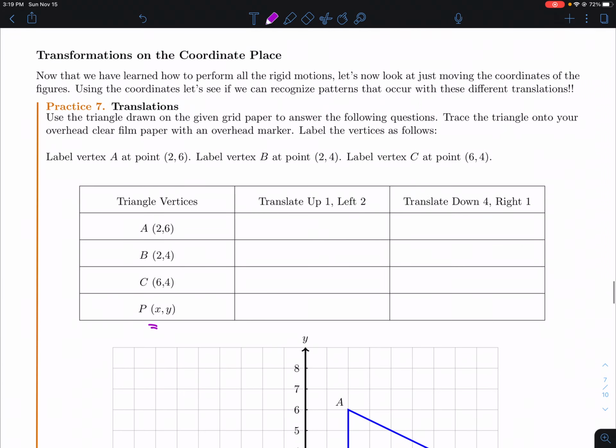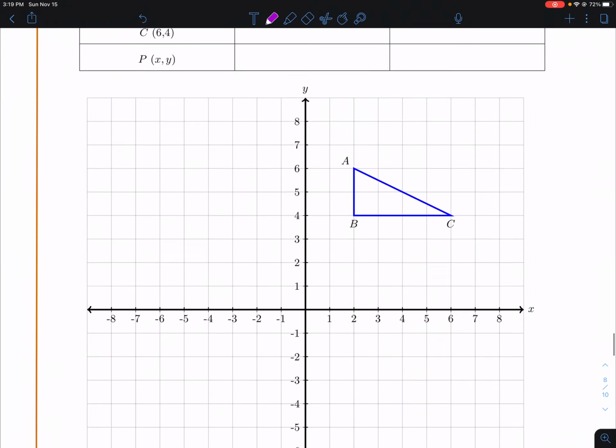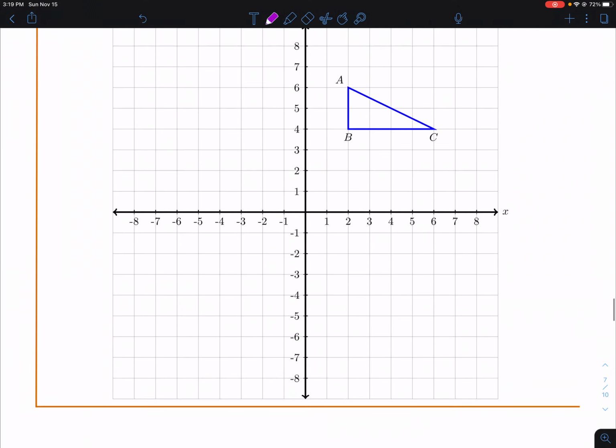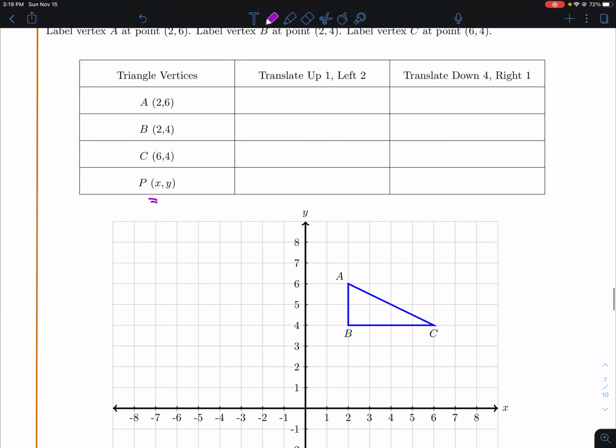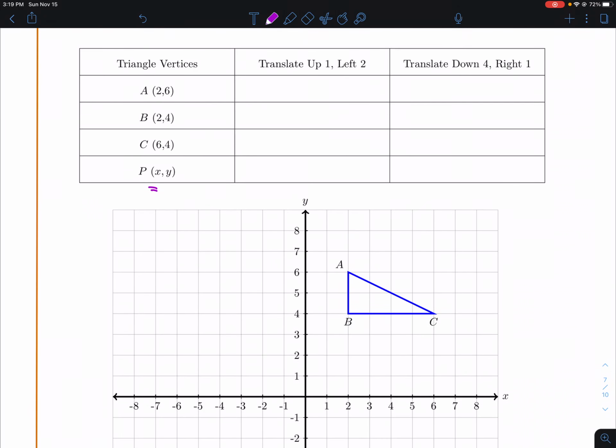But take your time and really work on these practice 7, 8, 9, and 10, because these are useful to know. If you can learn the tricks of how these ordered pairs move around, it helps you visualize what the pictures are going to look like. So at this point, practice everything that's available.